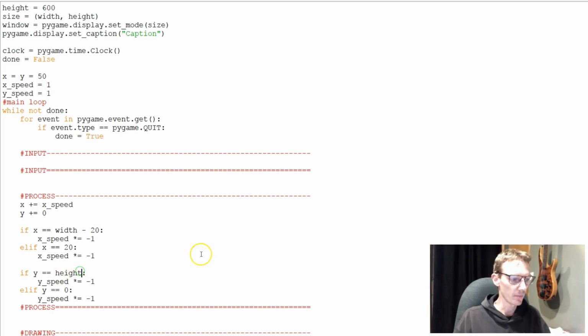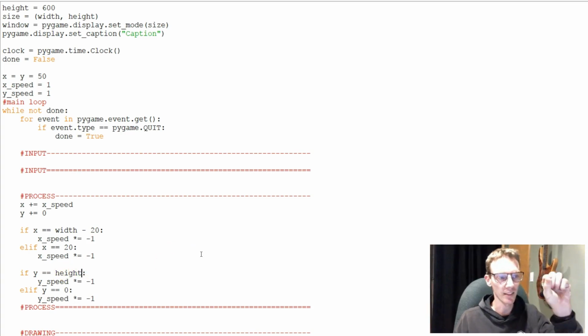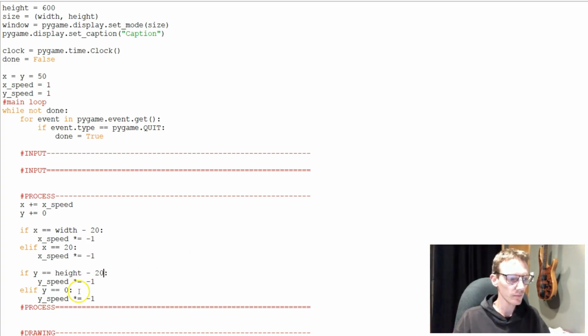Now again, we don't want to know when the center of the circle is at the bottom of the screen. We want to know when the bottom of the ball is at the bottom of the screen. So when it's equal to the height -20, or when it's equal to 0 plus 20, so when it's equal to 20.